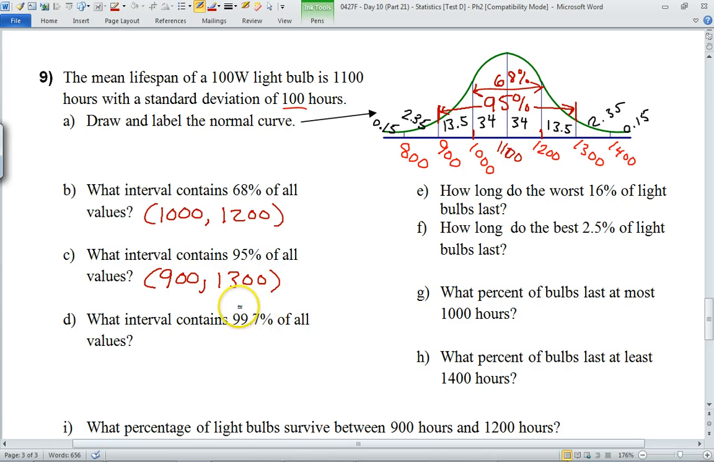What interval contains 99.7% of the data? Well, that's the one that was 3 standard deviations in both directions. So all the way from here to here. 3 standard deviations. There's my 99.7%. So that's from 800 to 1,400.